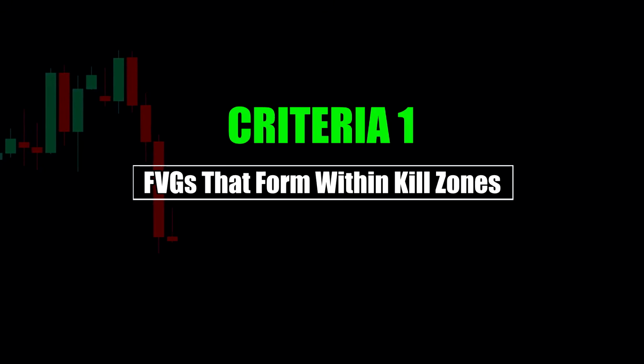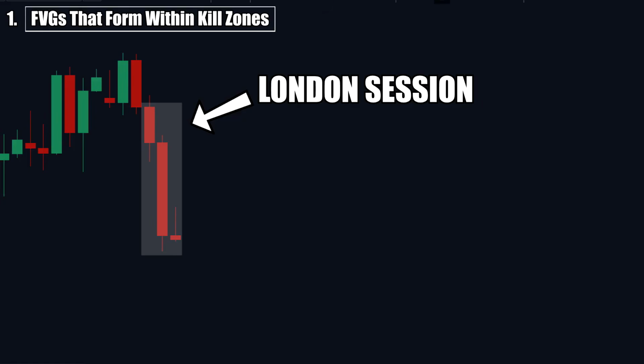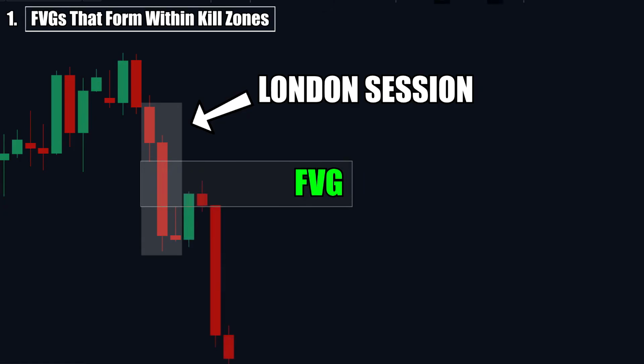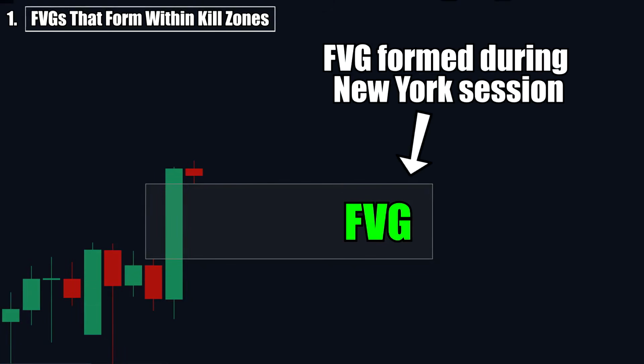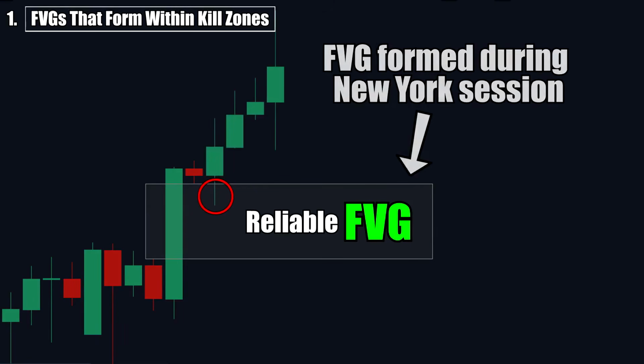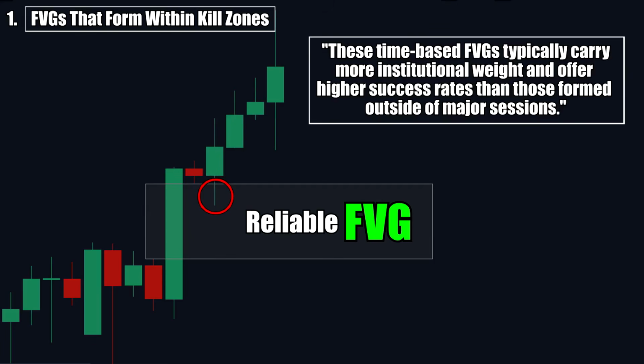The first criteria is FVGs that form within kill zones. Fair value gaps that appear during key trading sessions, like the London or New York kill zones, tend to perform better. For example, if a gap forms during the active trading period of the London or NY session, particularly during the distribution phases, it's often more reliable. These time-based FVGs typically carry more institutional weight and offer higher success rates than those formed outside of major sessions.